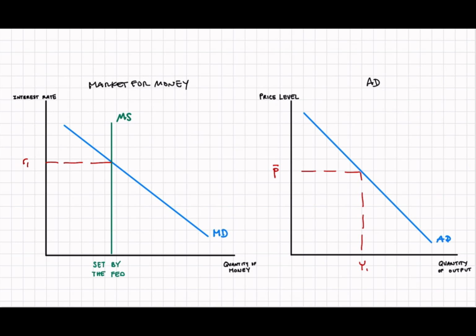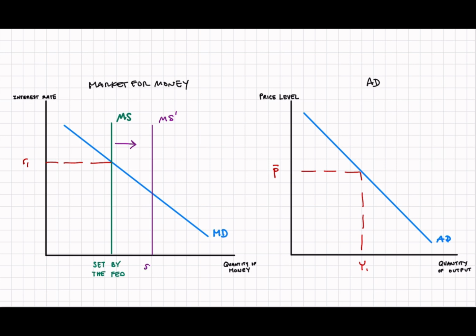Now currently we have an interest rate at R1, which is right here, which is the intersection and the equilibrium of the money supply and money demand. So now we want to see what happens when the Federal Reserve increases the money supply, if that's a tool they would like to use, and the impact that has on aggregate demand. So if the Federal Reserve decides to increase the money supply, that takes our money supply from the previous point to this new point right here.